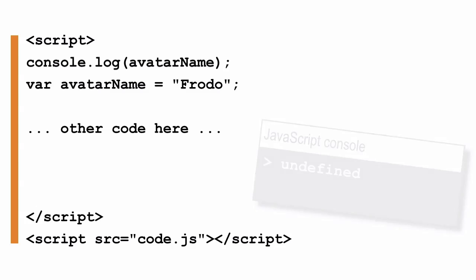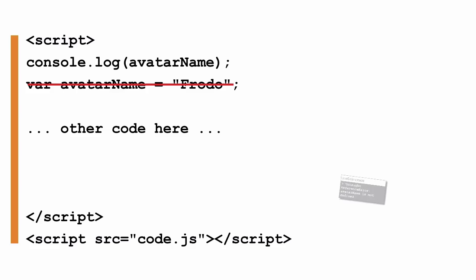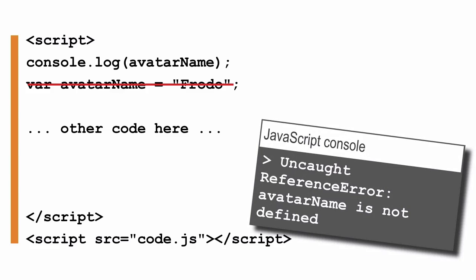Okay, let's try one more thing. Now we'll get rid of the line of code where we're declaring and initializing the variable avatarName altogether. Now what do you think will happen? Will we still see the value undefined, or will we get an error? And when we run the code this time, we get an error. And in Chrome, that error is Uncaught ReferenceError: avatarName is not defined.